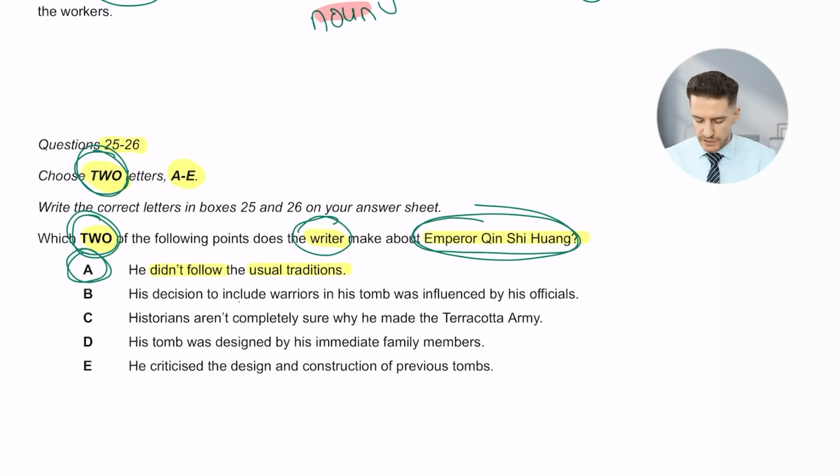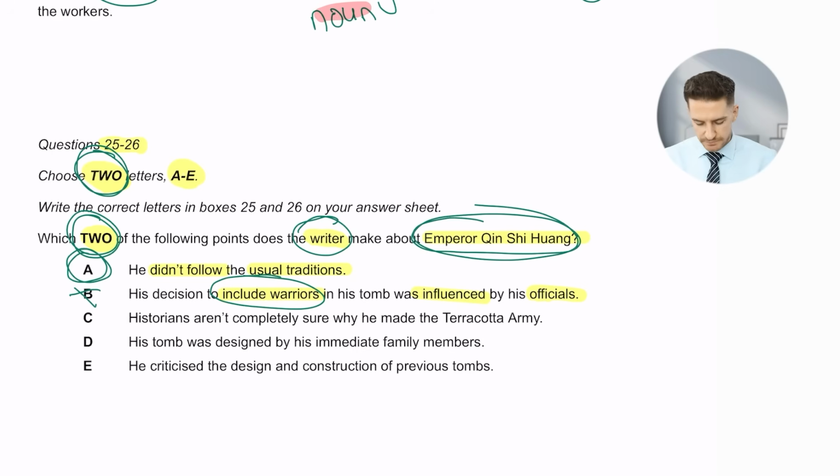His decision to include warriors in his tomb was influenced by his officials. Well, it does talk about his officials, but it doesn't talk about including warriors being influenced by his officials. It just said that they had some role in the planning and construction. It doesn't specifically say include warriors. Okay, so just be careful. So B is not the answer. Let's move on to C now.